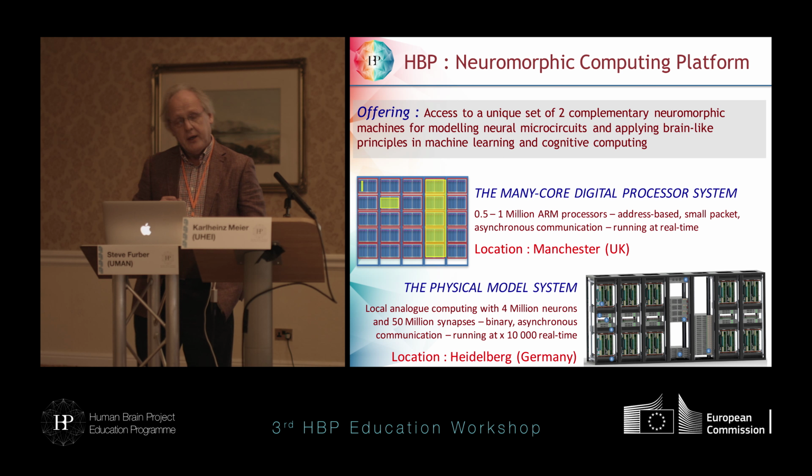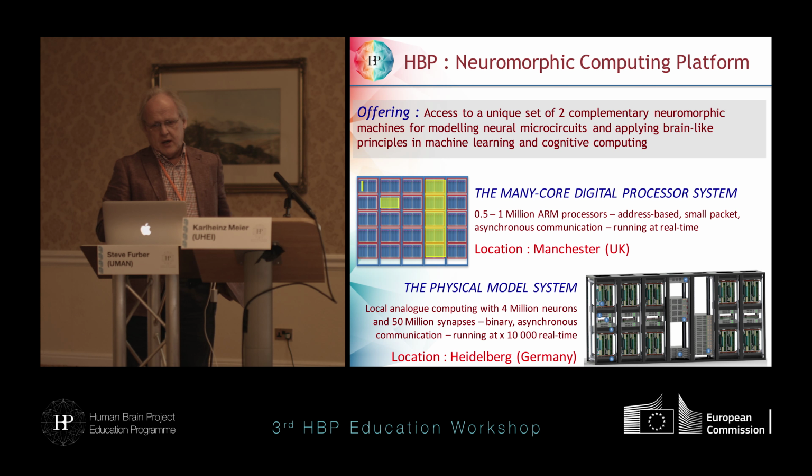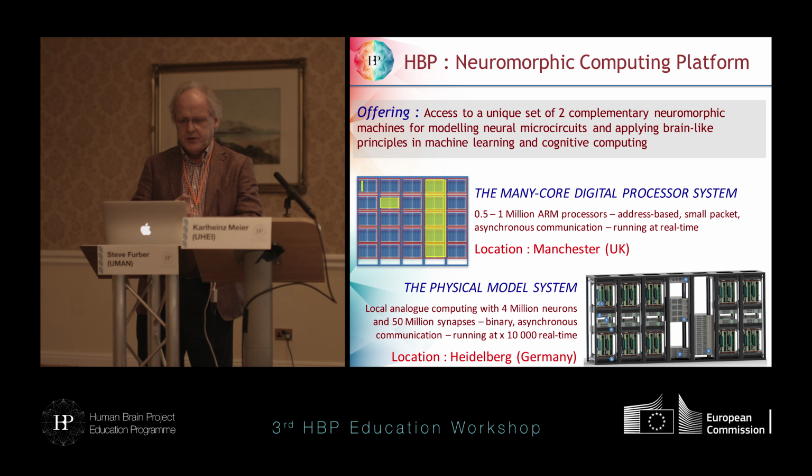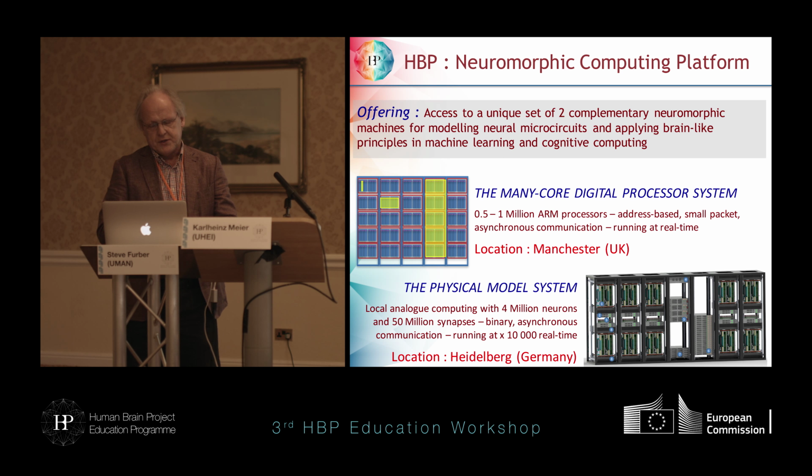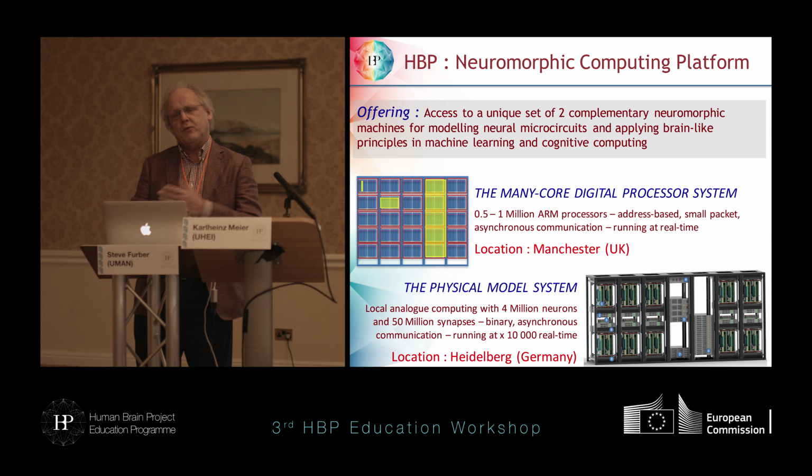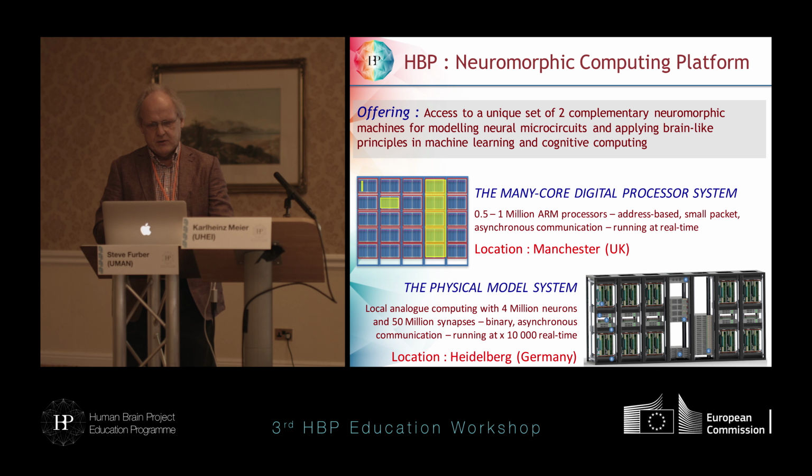So in HBP, we have two of those three, and these are quite different approaches, quite complementary. The many-core system is the order of 1 million ARM processors. We're committed to delivering a 500,000 core machine to HBP, but our internal objective is to go to double that.